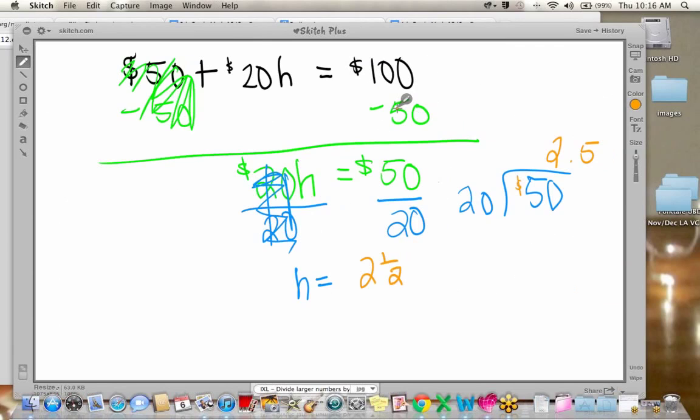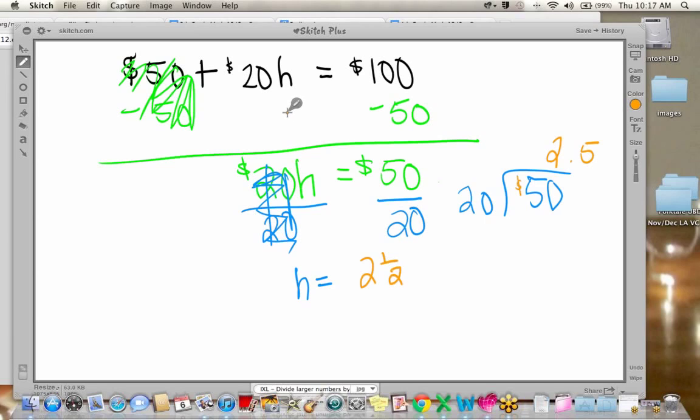Ashley? What I did was I took the $100, and since he automatically gets $50, I did 100 minus 50, and then I had 50 left. Then I had to do the $20. Then I had to do 50 minus 20, which was 30. Then I had to do 30 minus 20, which was 10. And since he gets $20 per hour, and he has $10 left, that means he worked for half an hour. That's right.